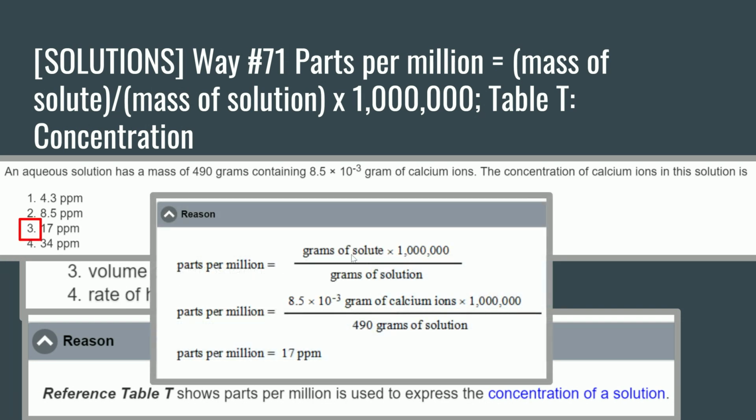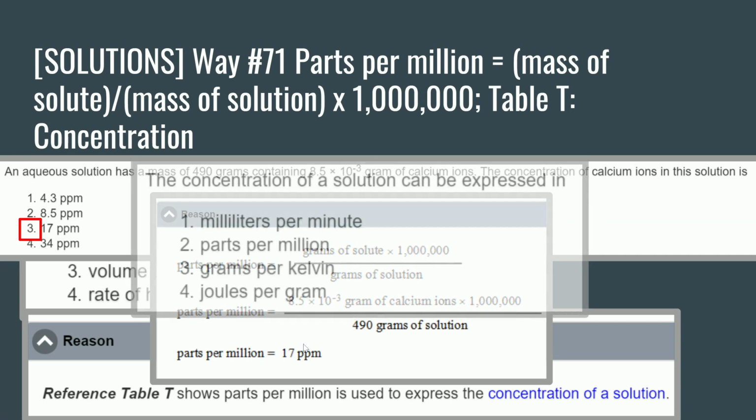Parts per million is equal to grams of solute divided by grams of solution times a million. We're given 8.5 times 10 to the negative 3 grams of calcium ions. We divide that by 490 grams of solution, multiply it by a million, and out pops 17 parts per million. So answer choice 3 is correct.